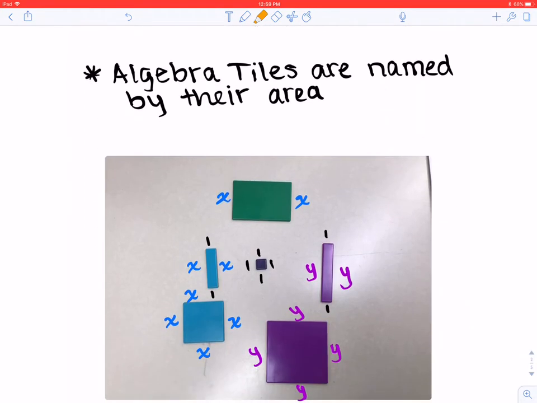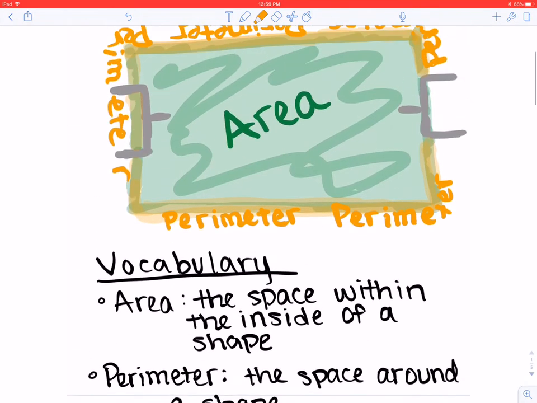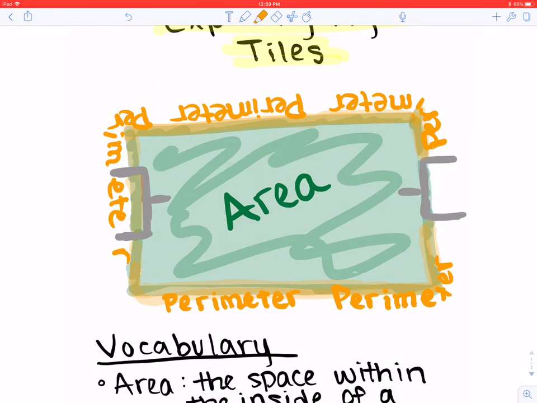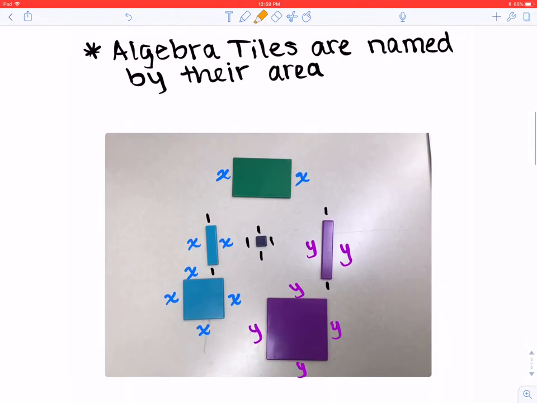We are going to be using algebra tiles to help us learn how to solve equations. So when we look at algebra tiles, they're named by their area. In other words, they're named by the amount of the space in the center of them. We will find the perimeter, but we name them based on their area.